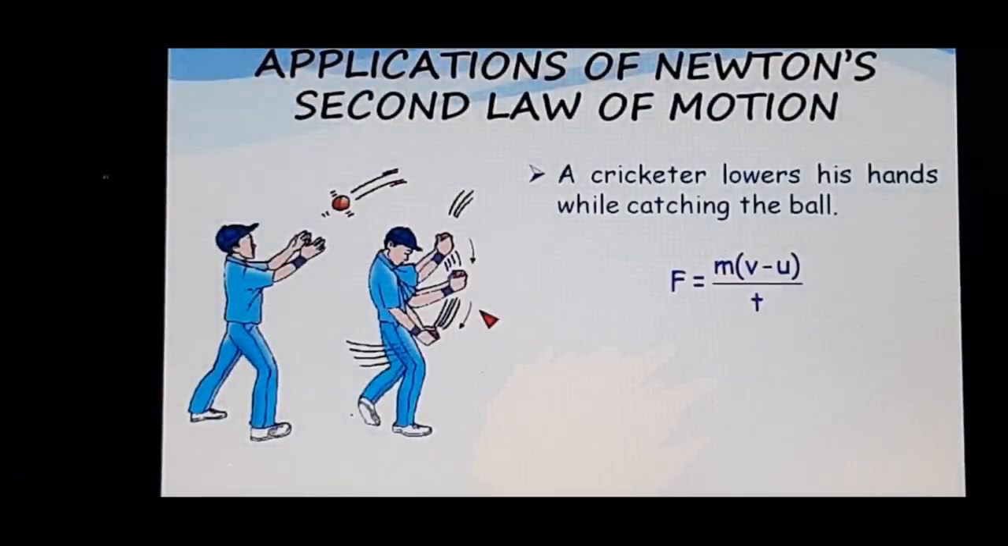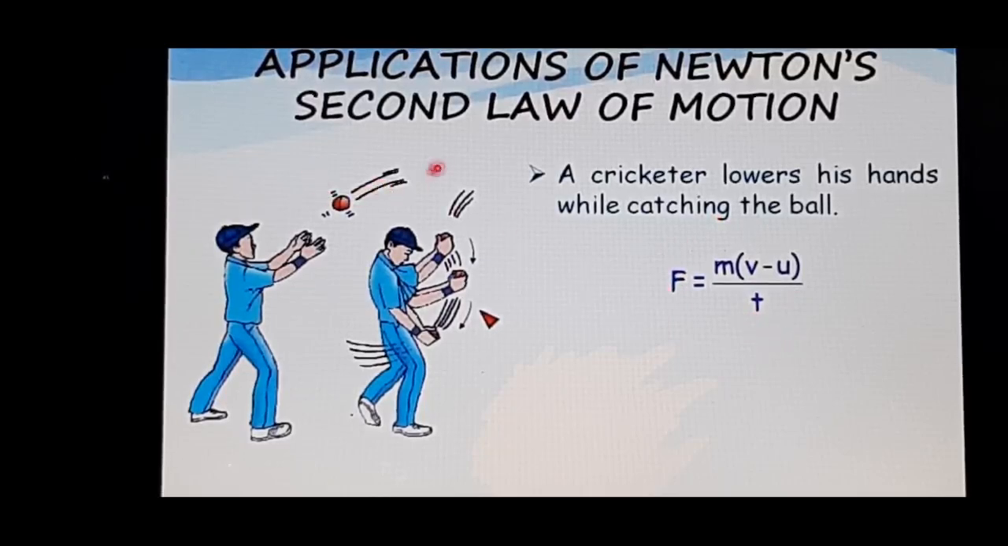You can see here, this player wants to catch a ball. So just now we have done this formula. According to this formula, force and time are inversely proportional to each other. Inversely proportional means if time is more, force will be less, and if force is more, time will be less. So an inverse relation is there. If one thing is increasing, the other thing will decrease.